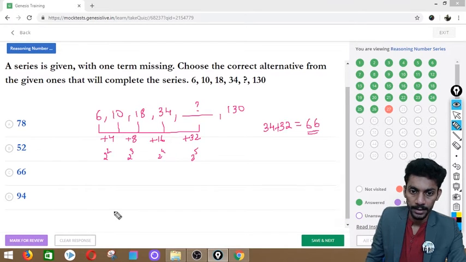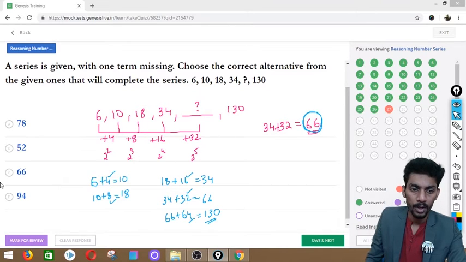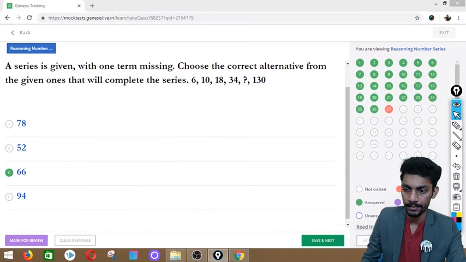Let's check whether there is any other method. So how did they get 10 from 6? 6 plus 4 is 10. Next, 10 plus 8. This is how it is done. So 18 plus 16 is 34. And 34 plus 32 is 66. And 66 plus 64 is 130. Okay. 2 power 2, 2 cube, 2 power 4, 2 power 5, 2 power 6. The answer is 66. That is option C. Clear? Mark the answer. Go for the next question.